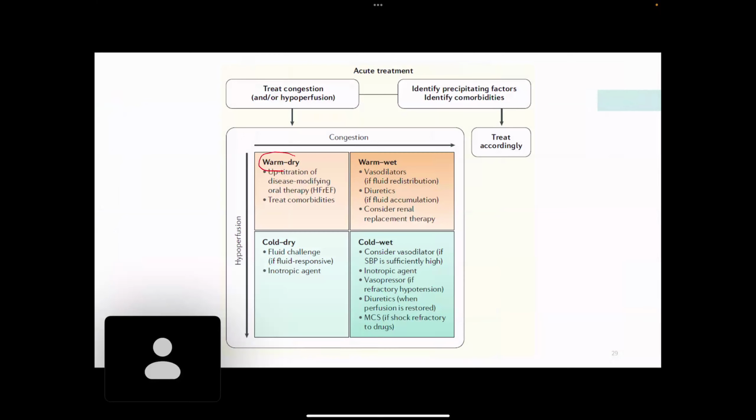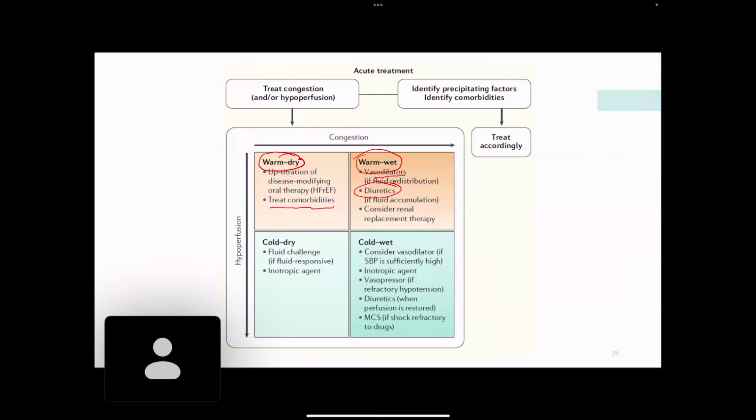If the patient is warm and dry, the patient is quite stable, there's no congestion and there's good perfusion. You just have to treat the comorbidities and optimize his medical therapy. Suppose the patient is having good perfusion, but he's congested. So here you have to consider diuretics and vasodilators to decrease the BP.